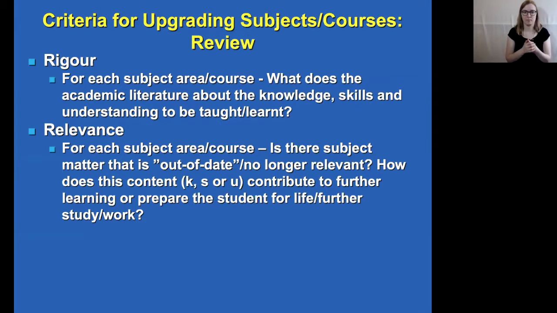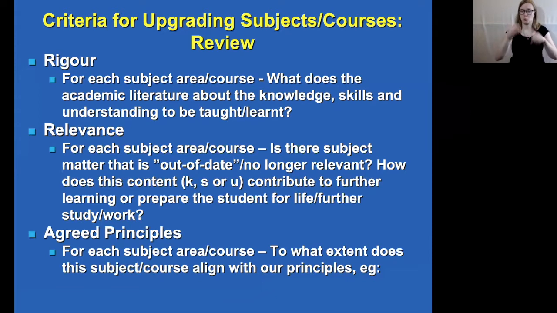So that might give you the opportunity to exclude some content because it's no longer relevant. There doesn't seem to be a purpose to continue to teach it. How does it contribute to further learning or prepare the student for life, further study and work? Given the 2 years you have with these students, you want to make the most of it so that they leave with in-depth knowledge, skills and understanding, and therefore anything that's no longer relevant should be excluded.